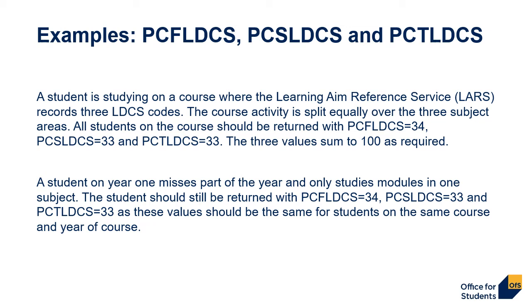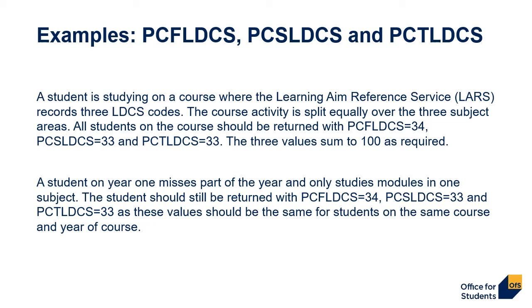The first is where a student is studying on a course where the LearnAIM reference service records 3 LDCS codes. If the provider judges that the course activity is split equally over the 3 subject areas, then all students on the course should be returned with values 34, 33 and 33. As you can see, the 3 values here sum to 100 as required.